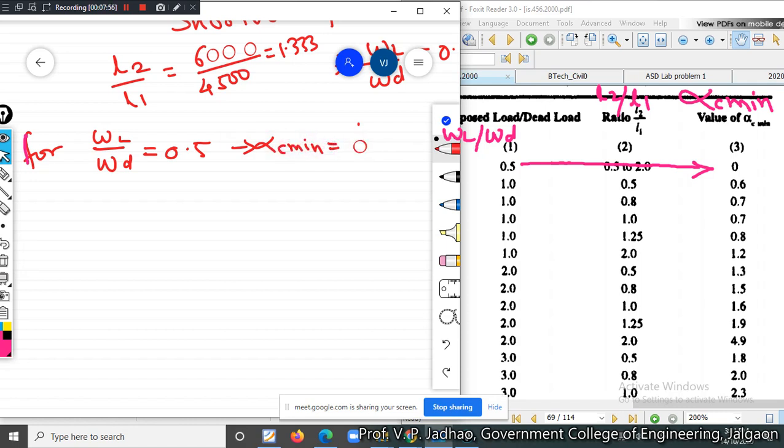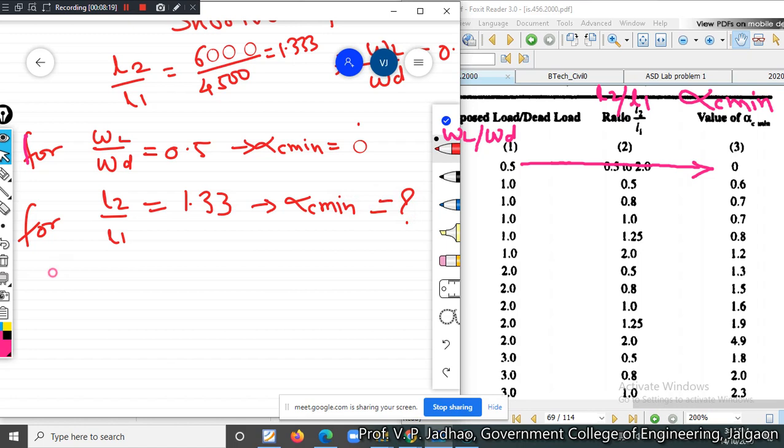And for L2 upon L1 equal to 1.33, what is the value of alpha C minimum? We have to calculate this value. Now how do we calculate this?